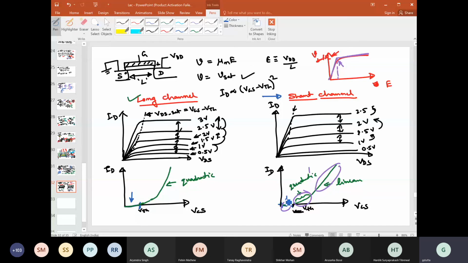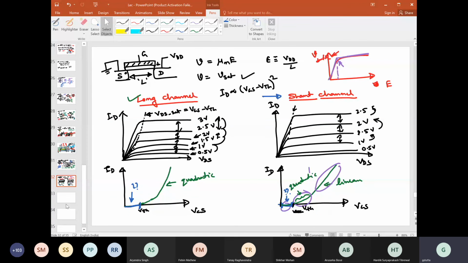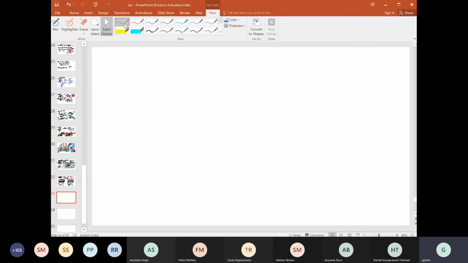The answer is no. Here the current is not actually 0. In linear scale, we cannot show what the current is. So if you want to really show the current flowing in this case, below threshold voltage, you should choose the log scale, and that we are going to see in the next page. So if I have to plot the log scale, then it would be like this.